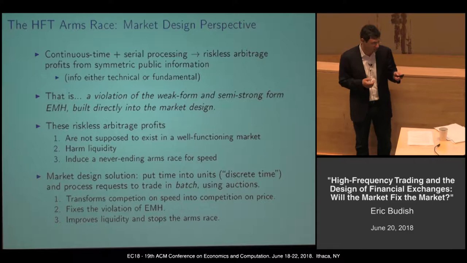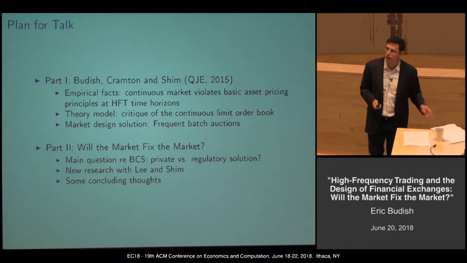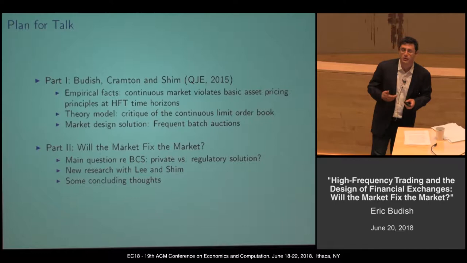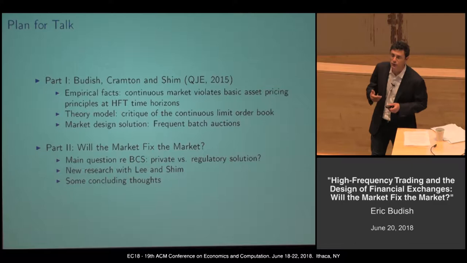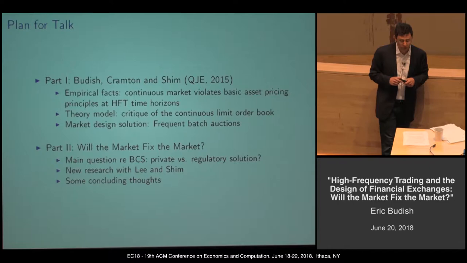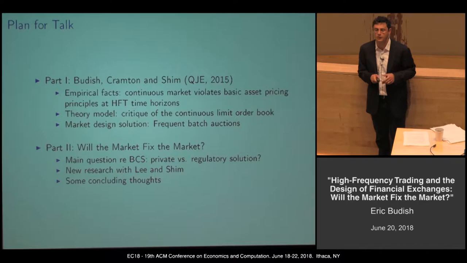So the plan for the talk is I want to spend the first half of the talk going through this work with Crampton and Shim in some detail. I'll go over some new empirical facts about how markets behave at high frequency time horizons. I'll give you a theoretical model that helps isolate the core flaw with the current market design, and then I'll show how going from continuous to discrete, from continuous serial to discrete batch, directly fixes the problem.